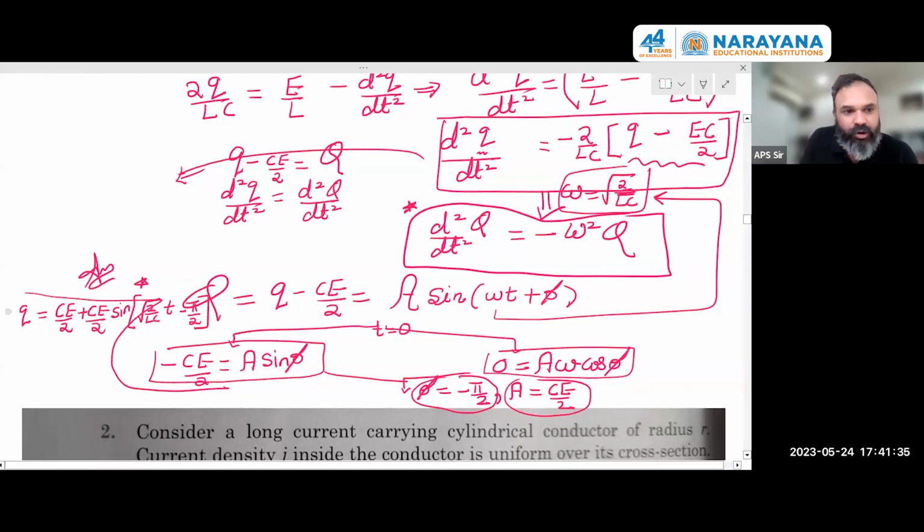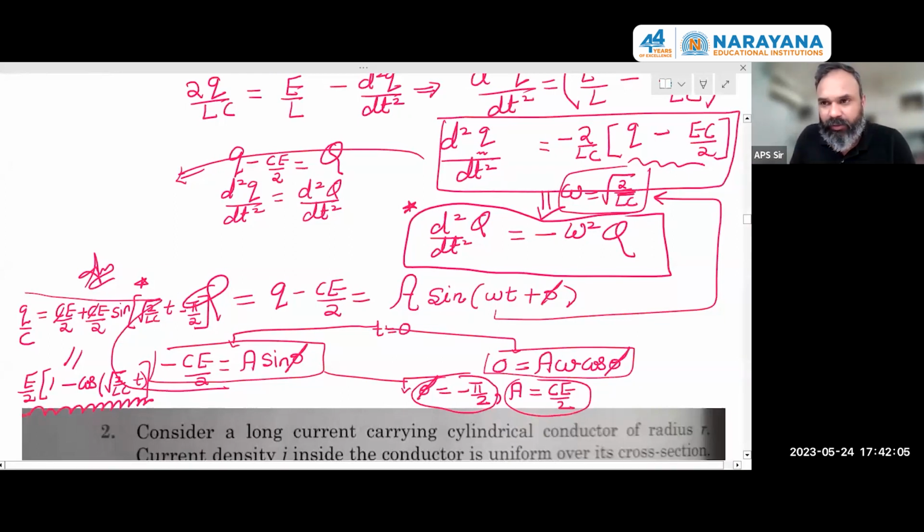And his interest is not q, he was interested in q by C. So if you write q by C, the C will cancel out. So your answer is E by 2 into 1 plus sine of minus pi by 2, which is minus cos, so it is 1 minus cos of root of 2 by LC into t. Effectively, the answer to the question is this.